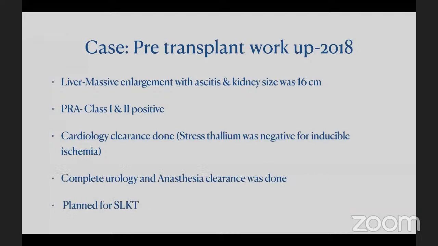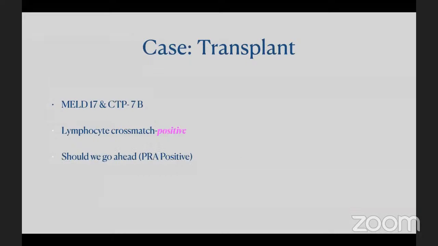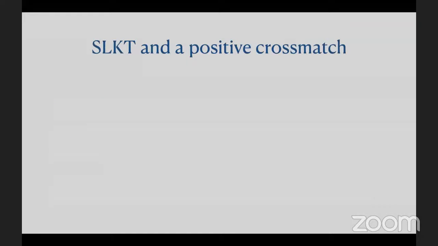He had a complete urological clearance. He underwent an SLKT. His MELD was about 17. His lymphocyte cross-match was sent, and this lymphocyte cross-match was positive. There was a question whether we should go ahead with the transplant since his PRA is positive, he is lymphocyte cross-match positive, and he has had a past kidney transplantation from the wife. Whether this positive cross match would lead to hyperacute rejection was always a question, and it's basically a contraindication to transplantation. But our surgeons felt that we should go ahead and do the transplant.